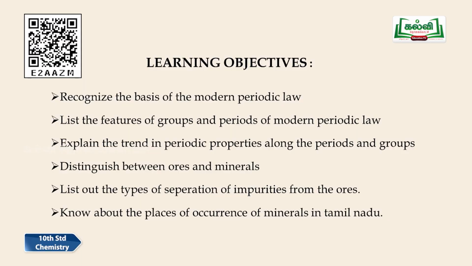So in this topic, the learning objectives are: what is the modern periodic table and the features of groups and periods, then the trends in the periodic properties, the difference between ores and minerals, and the separation, that means the concentration of ores, and the metallurgy of some metals. We are going to study these things.